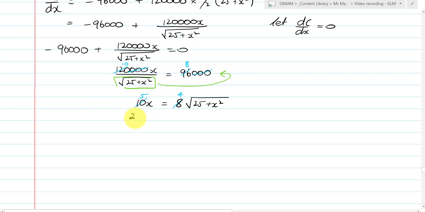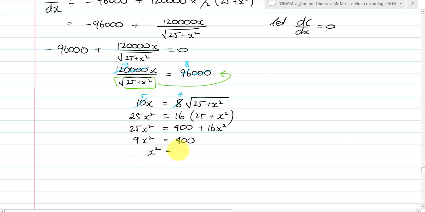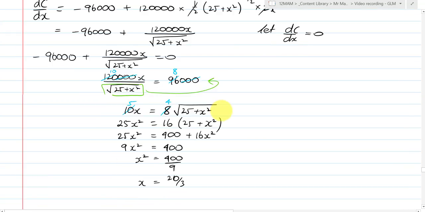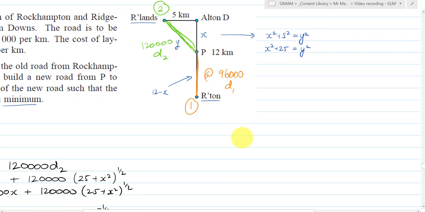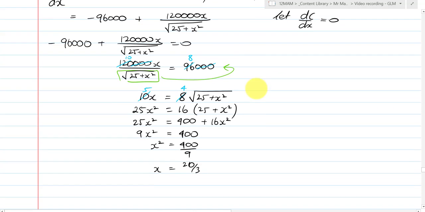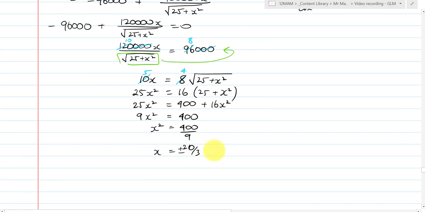And then I'm going to square both sides, which gives me 25x squared is equal to 16 times by 25 plus x squared. So 25x squared is equal to 16 times 25 is 400 plus 16x squared. And then I subtract that, I get 9x squared equals 400. X squared equals 400 over 9, and x is equal to 20 over 3 when I take the square root. Obviously it could be positive as well. If we go back to the diagram now, it doesn't really make sense for x to be negative. So we're going to take the positive answer of 20 over 3.